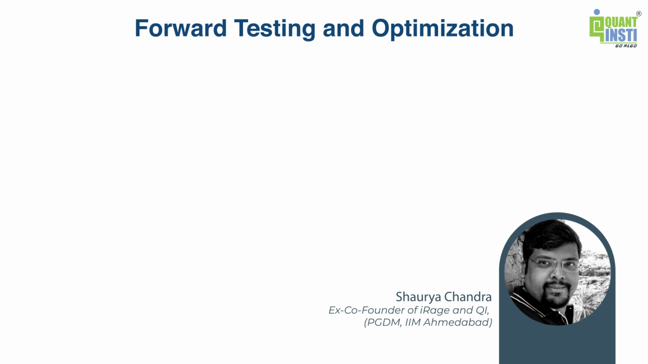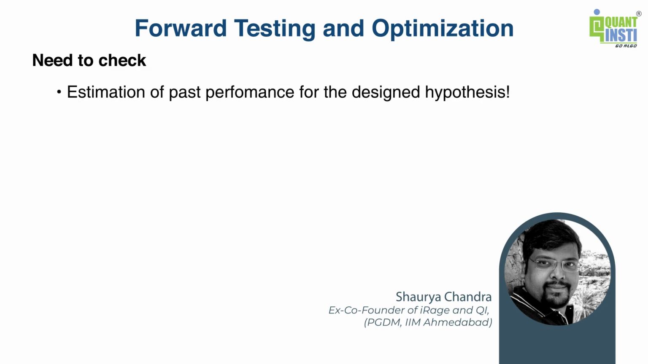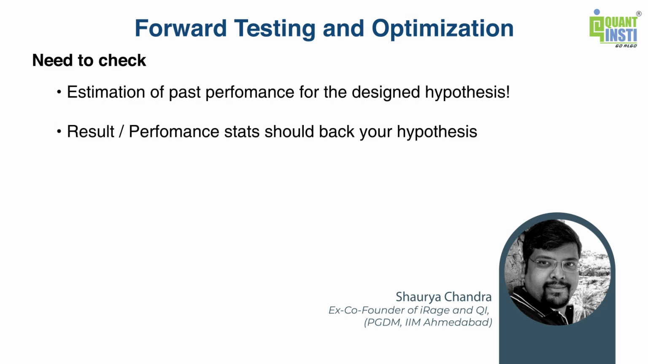Okay, now the hypothesis is formed. So what? Once your hypothesis is formed, you need to check the past performance for the designed hypothesis. You say the market is going to trend, fine, and I am going to buy at this position, but why should I agree with your point? You need to show me some kind of results. Result performance stats should back your hypothesis. You should say, okay, at these times my hypothesis will work and these will be the returns. We'll take up a sample example regarding this and then you will be able to appreciate these points more.